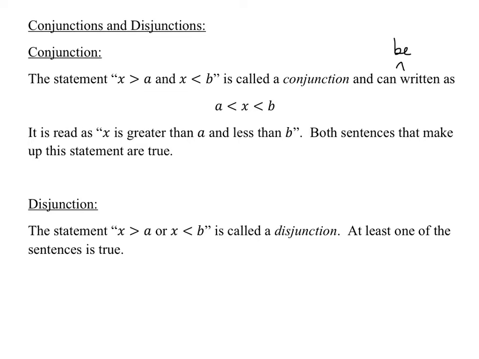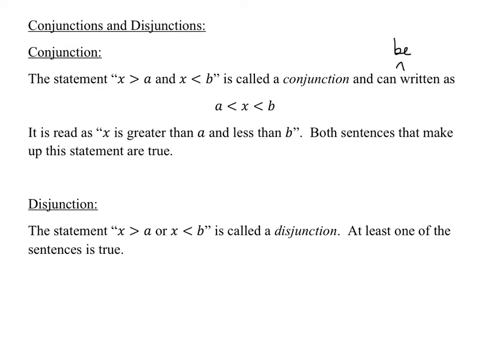If a is 2 and b is 10, x is clearly between 2 and 10, not including 2 and 10, because here I just have a less than symbol. I don't have a less than or equal to symbol in this case. Remember, the equal to symbol is the shaded in circle.